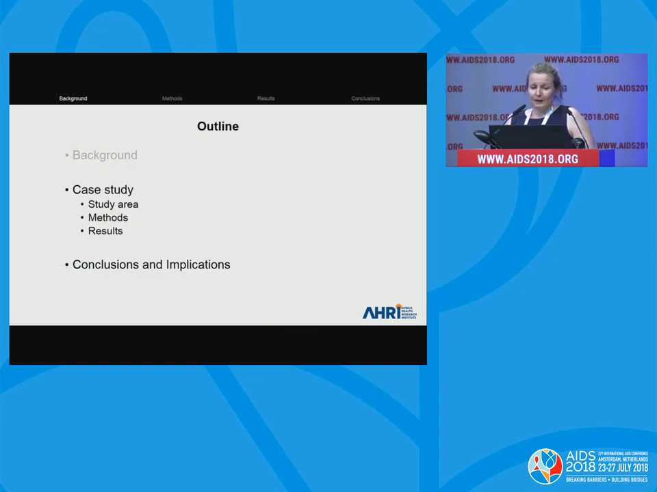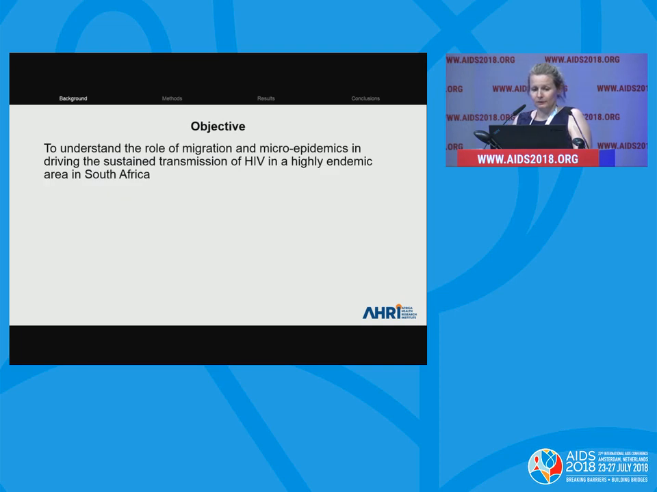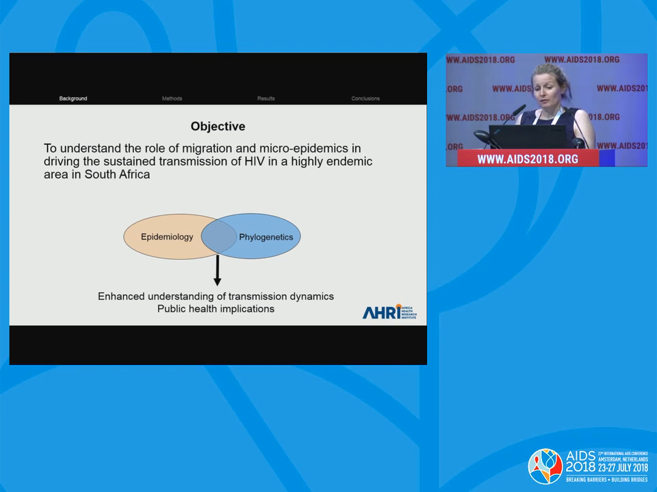So I've talked about the background and rationale, and now I'm going to go on to the case study as an example. So the specific objective of this work was to understand the role of migration and microepidemics driving the sustained transmission of HIV in a highly endemic area in South Africa. And this is an area with universal testing and treatment. So we were looking at how phylogenetics can enhance traditional epidemiology.